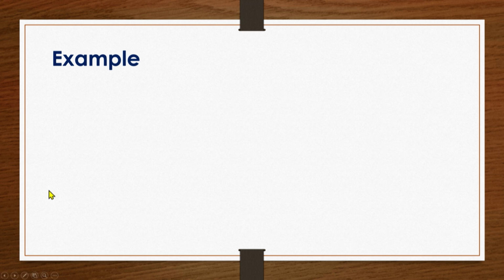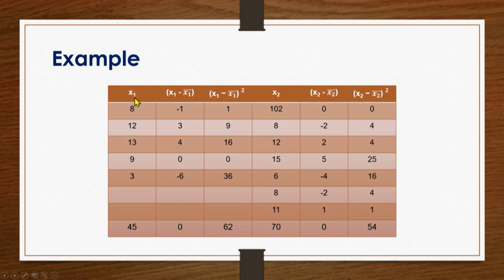The problem is explained in the following table. In this table you can see x1, x1 minus x1 bar and the values of x1 minus x1 bar the whole square. Similarly, we are given x2, x2 minus x2 bar and x2 minus x2 bar the whole square. The summed values are: for x1 it is 45, x1 minus x1 bar is 0, and x1 minus x1 bar the whole square is 62. Similarly, for x2 the values are 70, 0 and 54.